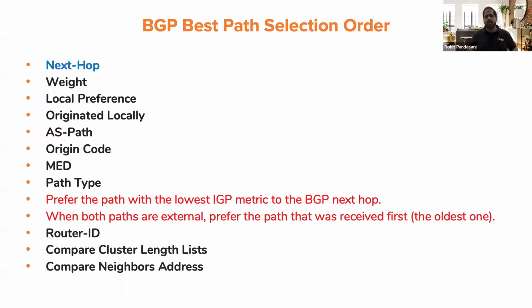Now, what we are going to focus on in our webinar is, obviously, we will not look at all of them because we don't have that much time, but we will compare the most common attributes that you would normally use to do path selection. So we look at weight, local preference, AS path, origin, and MED.